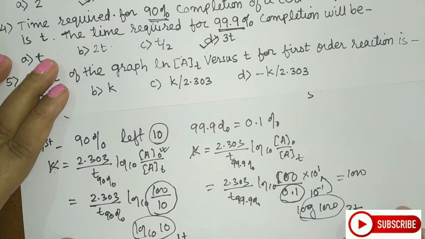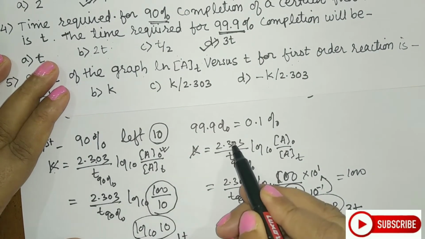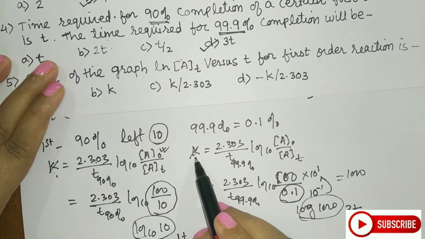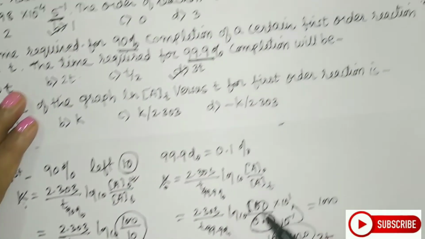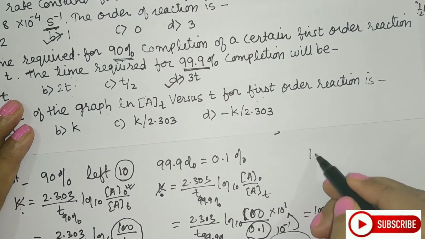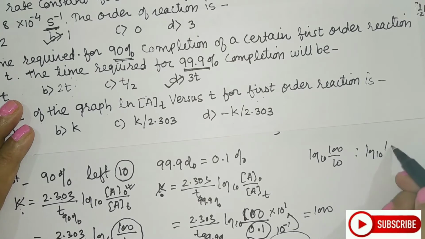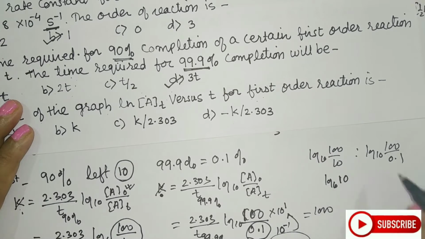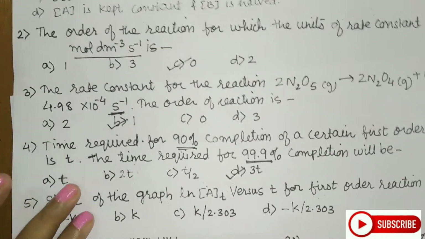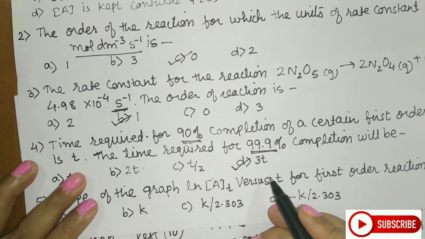It is 3t. Now students, instead of solving this, as the reaction is same, the rate constant will be the same for a particular reaction, and the initial concentration is same, so you can use the formula only for this. Log to the base 10 of 100 by 10 is 2, and log to the base 10 of 100 by 0.1. So this becomes log to the base 10 of 10 and log to the base 10 of 1000. So if this is 1, this is 3. 1t will become 3t. So this is also the alternative method to solve it. So here the answer is the fourth option, that is 3t.